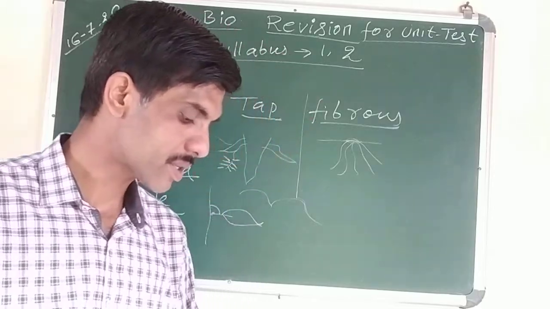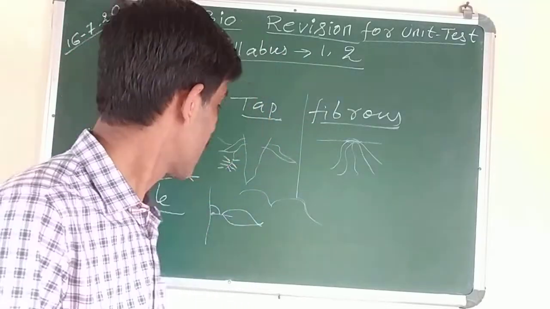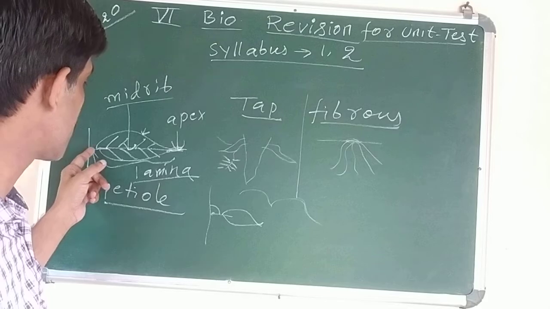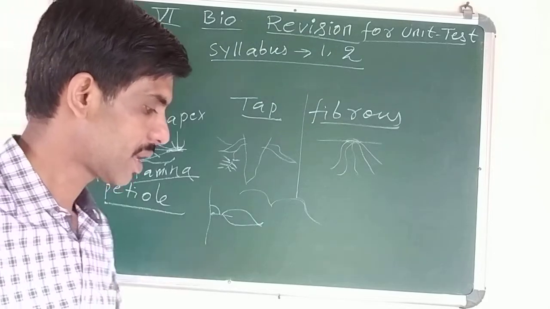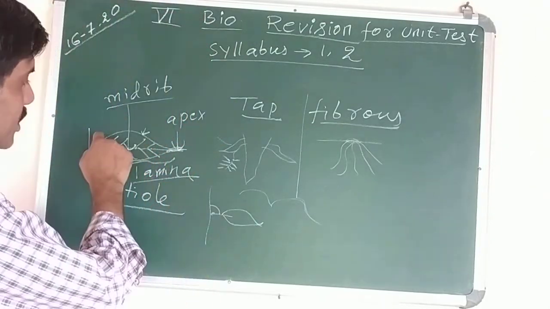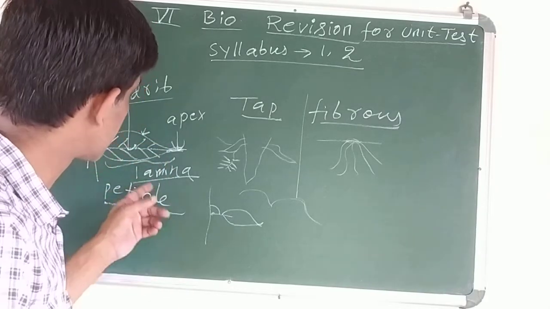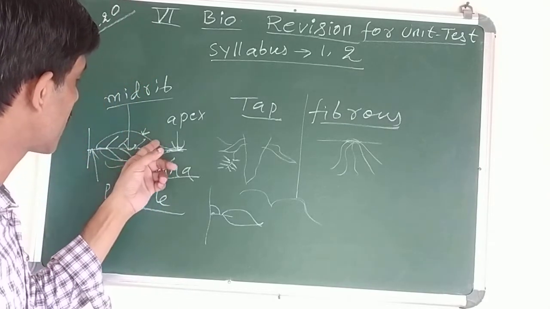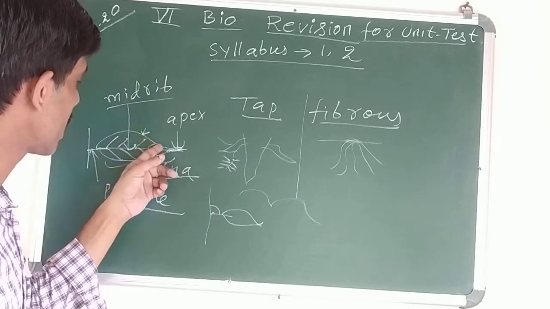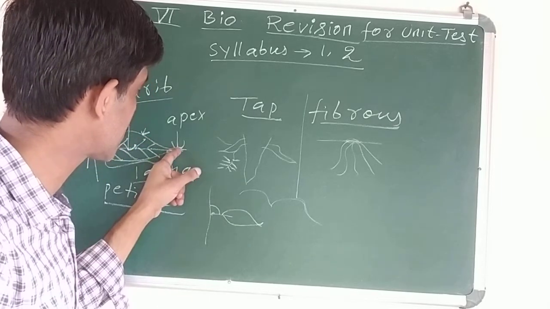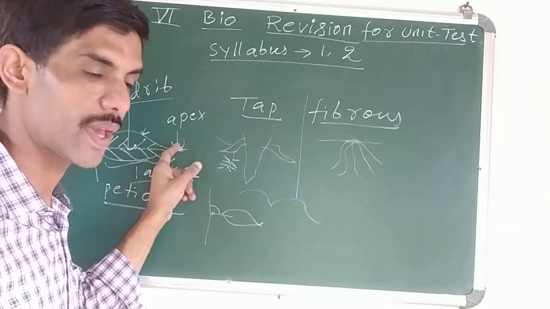So what are the parts of the leaf? Number 1, petiole. Petiole is the stalk of the leaf by which the leaf is attached to the stem. Then what is the leaf blade? The flat expanded portion of the leaf is called the leaf blade. Then what is the leaf margin? The side or the edges of the leaf is called the leaf margin. The tip of the leaf is called the leaf apex.